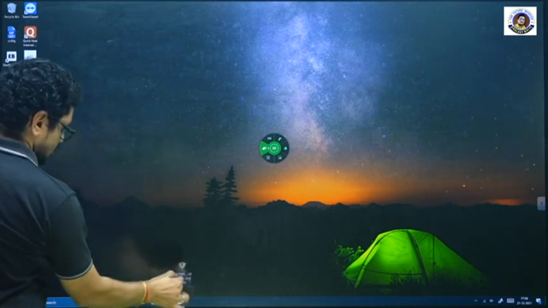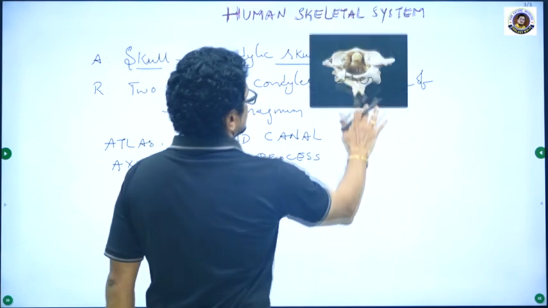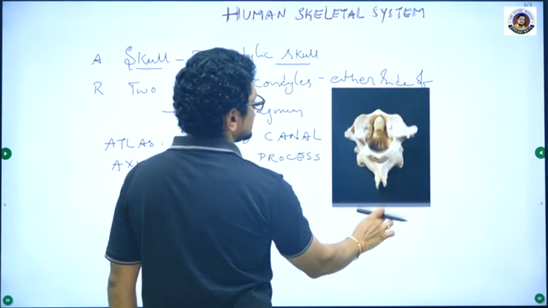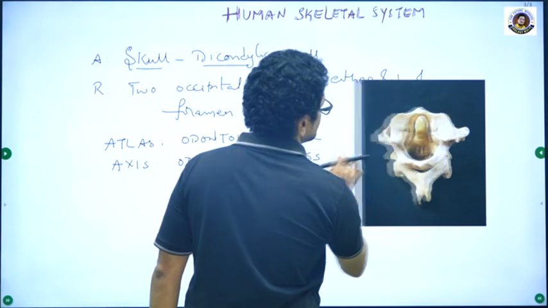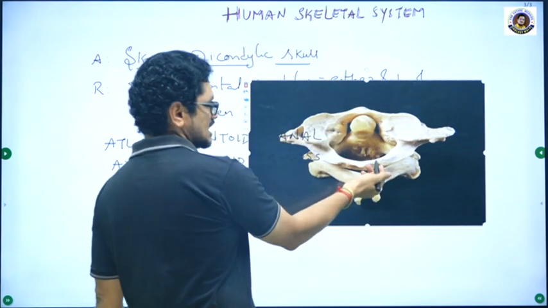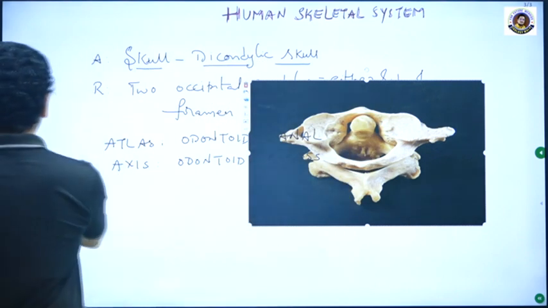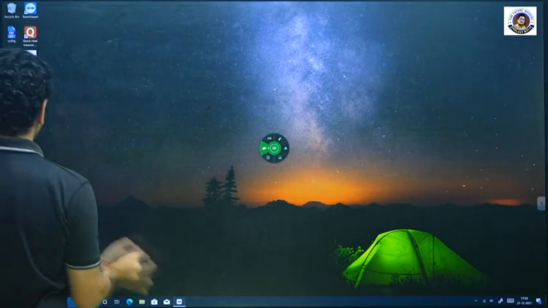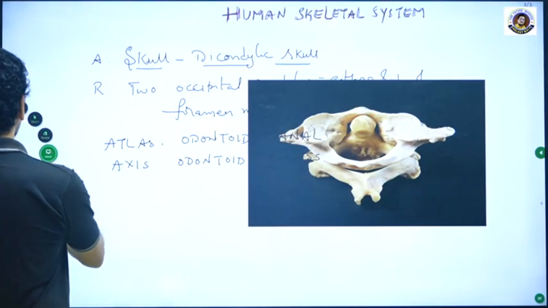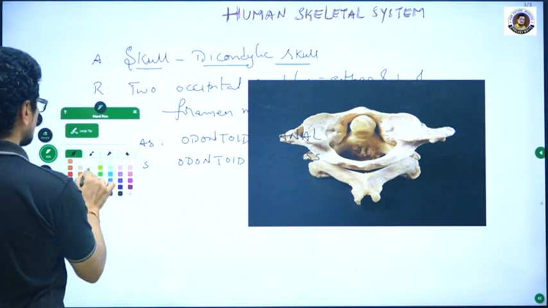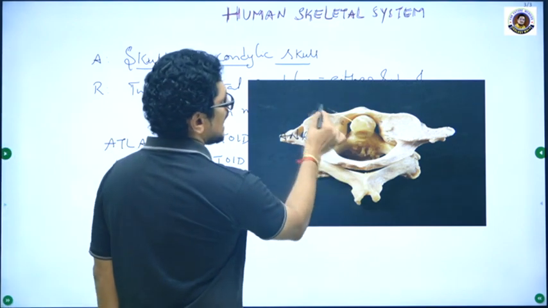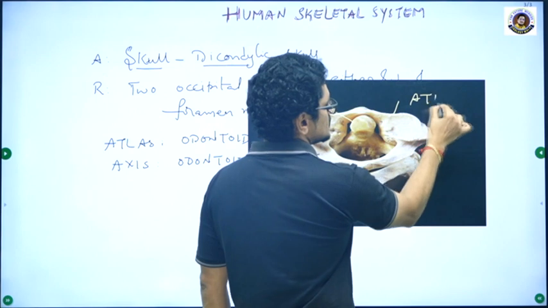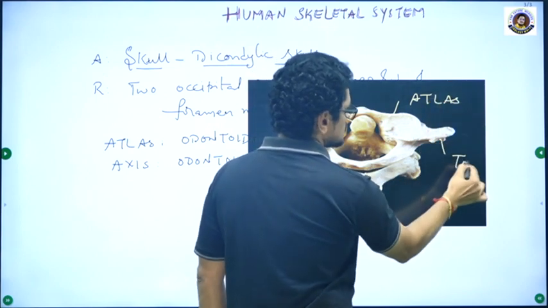For example, see this. See, my dear friends, here you can see atlas as well as axis. So, this is the axial spine actually. You can see the axial spine. I will show the axial spine, and let me change the color so that you can see a bit clearly. So, this is the axial spine. And this one is atlas. And these are transverse processes.